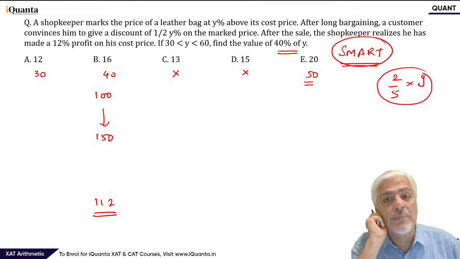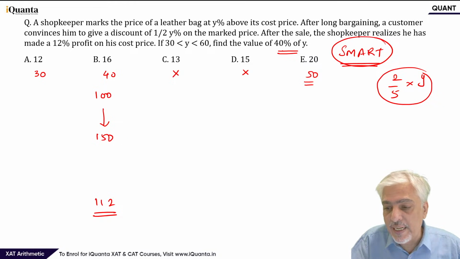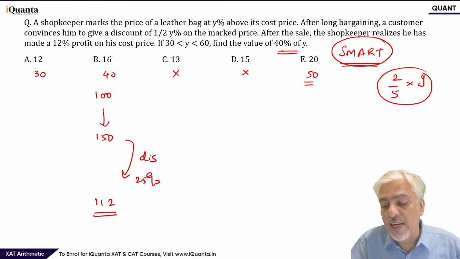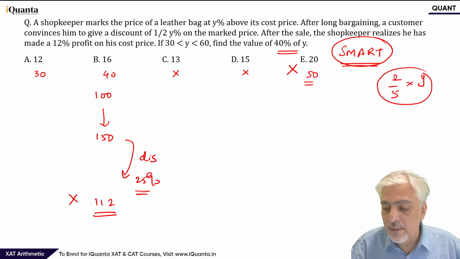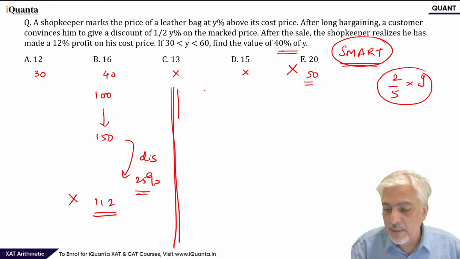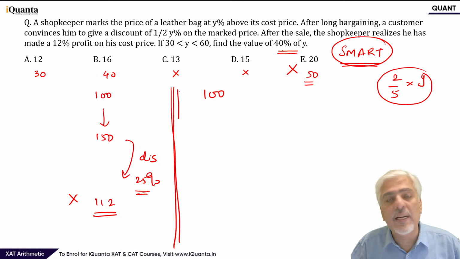150 with 25% discount. 25% of 150 is a decimal. On this I have to give 25% discount, because it is half of y. So 25% discount, the answer will not come to 112. So this is not my answer. 50 is not my answer. If I start with 100 again, what will I get?